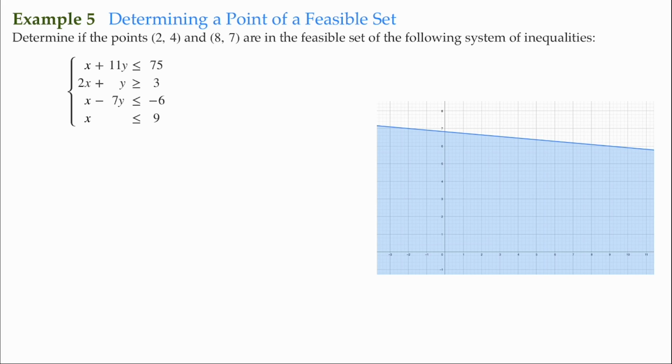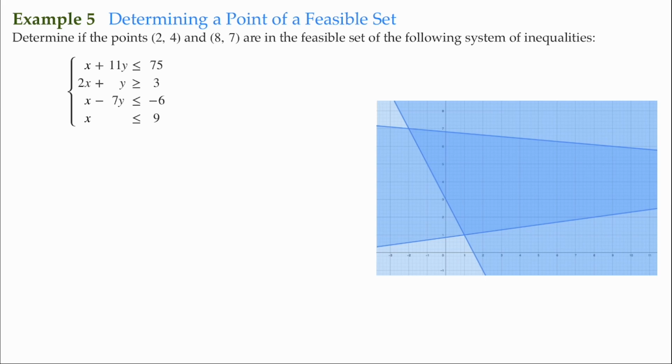Here's the graph of the first inequality here. x plus 11y is less than or equal to 75. Here's its boundary line here, x plus 11y is equal to 75, but this is a shaded region. Here's the graph of 2x plus y greater than or equal to 3. Here's its boundary line and its shaded region, but as you can see, the overlap that's occurring. And if we go ahead and graph the next one, x minus 7y less than or equal to negative 6. And then the final one, x is less than or equal to 9.